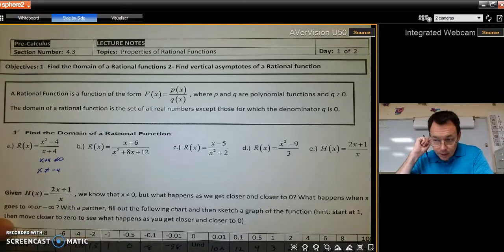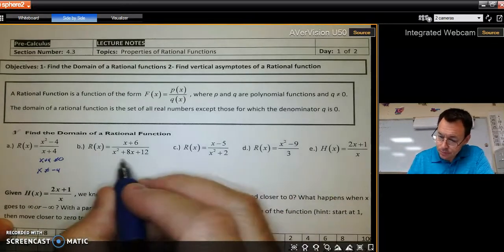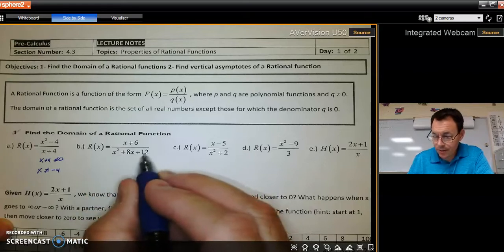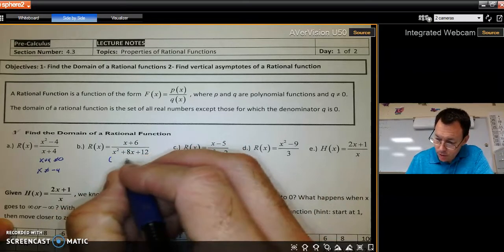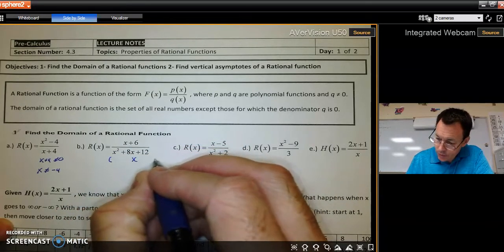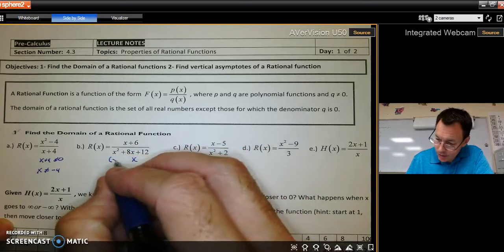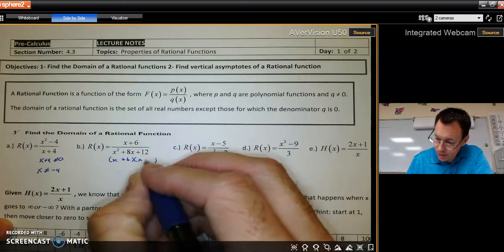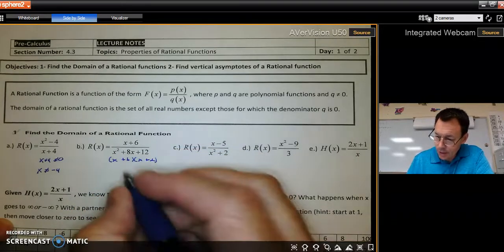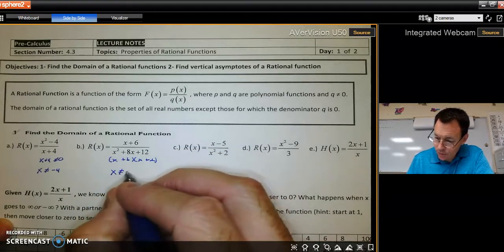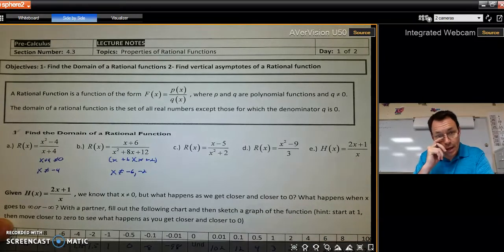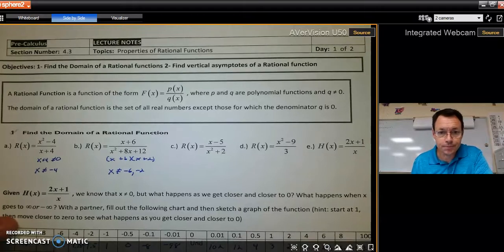Okay? Now, if you're given something like b, where you really can't see easily what the x would be, you're going to have to factor this. This one just has a 1 out front, so that's pretty easy to factor. So factors of 12 that add up to 8 would be plus 6 and plus 2. And so x cannot equal negative 6 and negative 2. Okay, so that's the domain. All real numbers except those two.